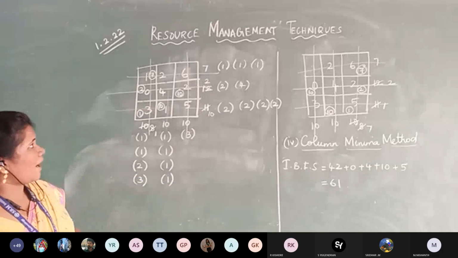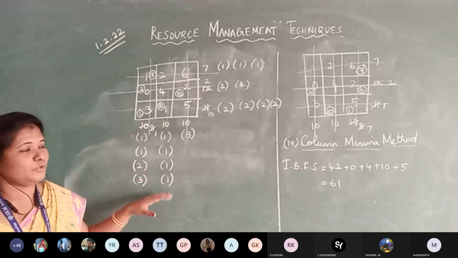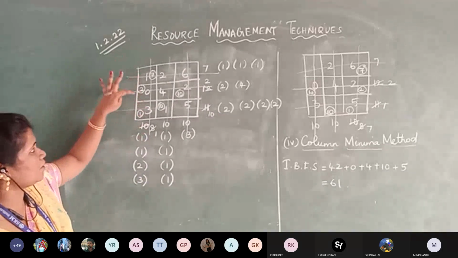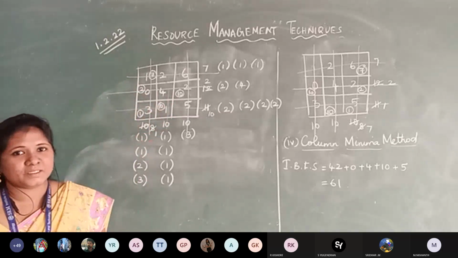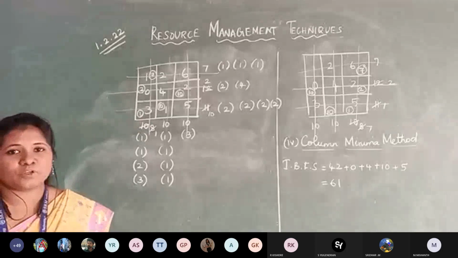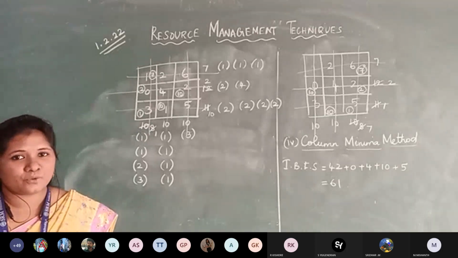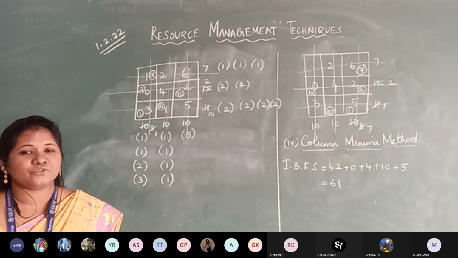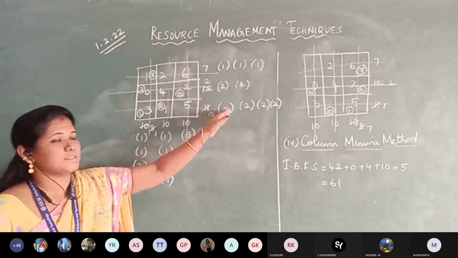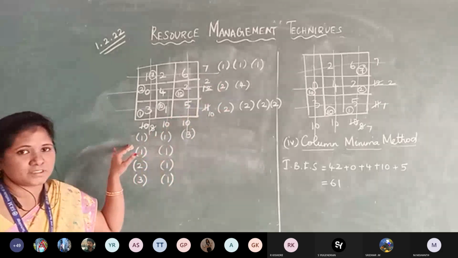Okay. So after doing your problem, you have to see how many allocations are there. 1, 2, 3, 4, and 5. 5 allocations are there. I will repeat it again. So from the first step, what you have to do is, you have to do your row wise, take the minimum 2 values and write the difference in the side.